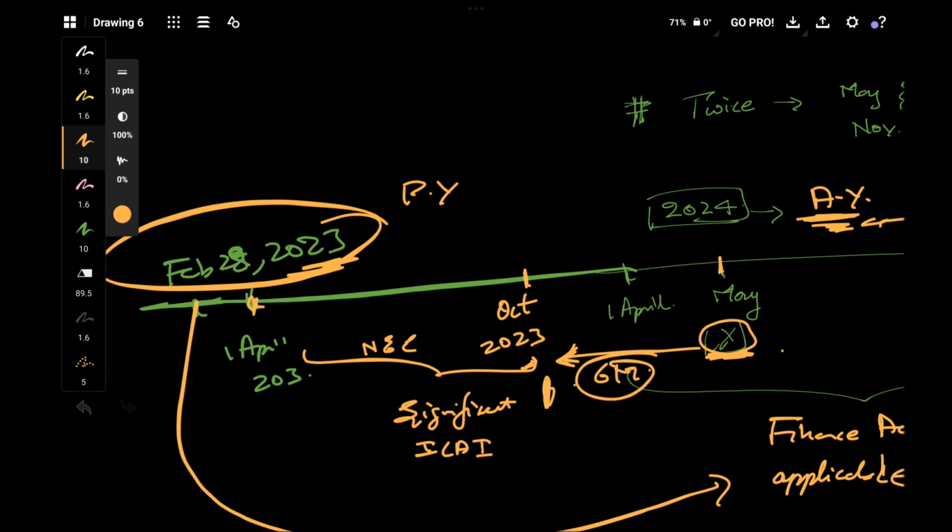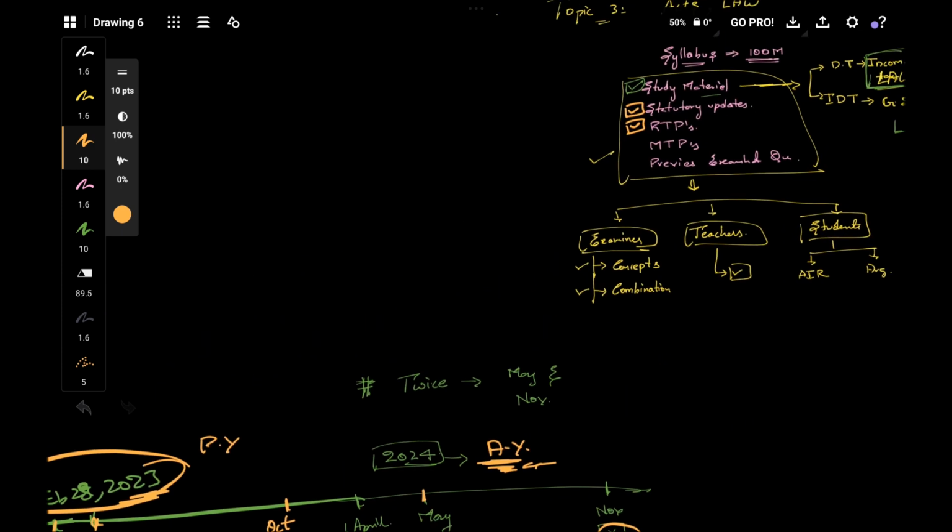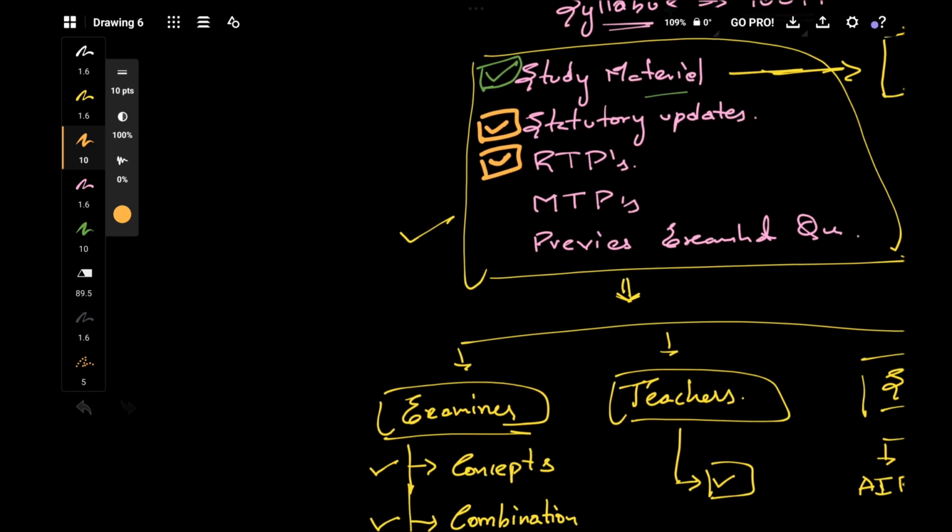Before these 6 months, if there are any updates and ICAI feels that they are significant, then ICAI will let you know by giving a statutory update regarding them, and they will be given in RTPs too. That way you will know what the important notifications, circulars and amendments are which will be applicable for your exam. Don't worry, I'll be there to help you regarding that, and regarding the vast study material too.